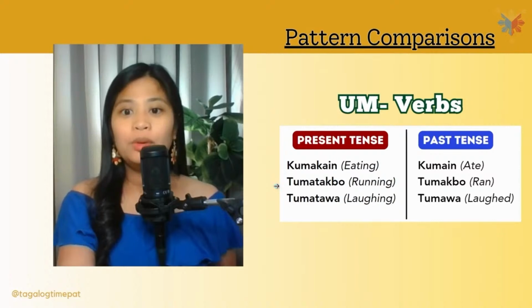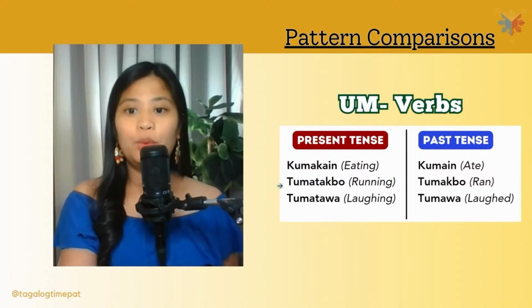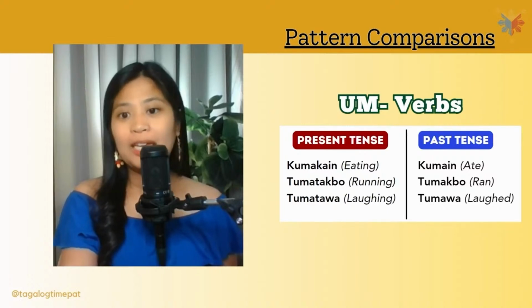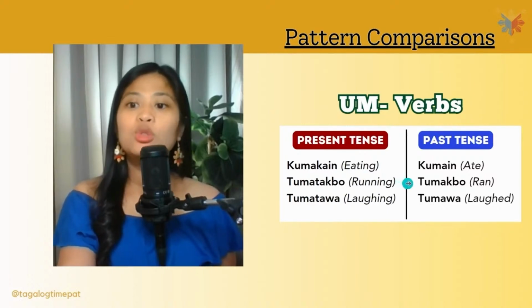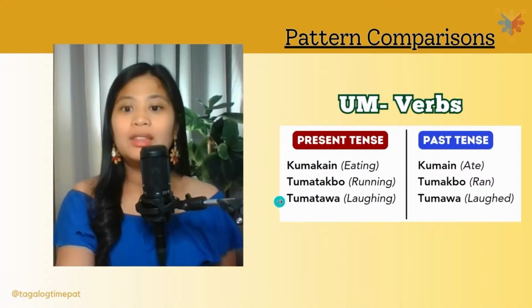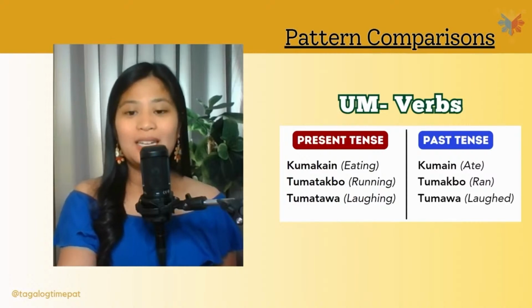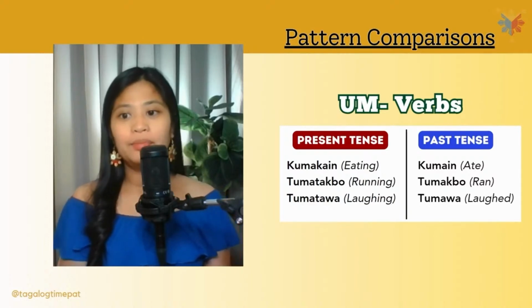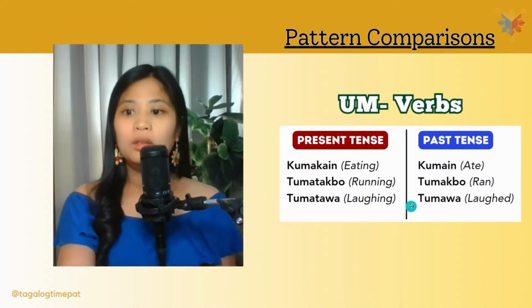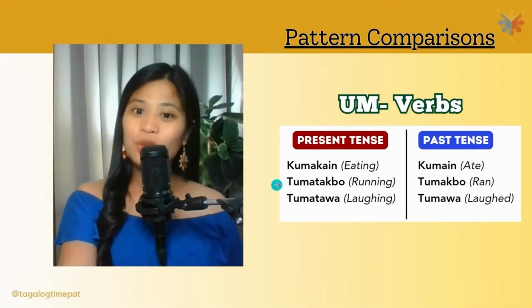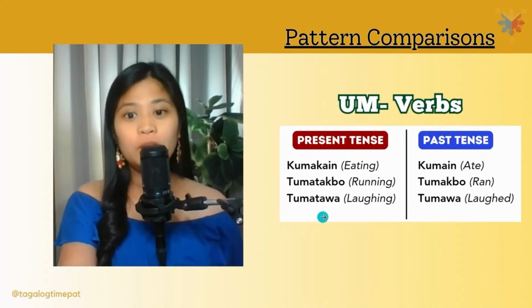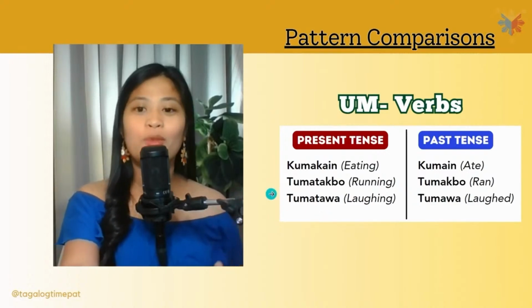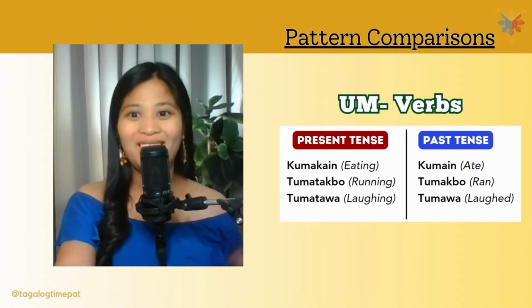For the word takbo, in the present tense, it's tumatakbo. That means running. Tumatakbo siya. He is running. In the past tense, it's tumakbo. He ran. Then for the word tawa, which means to laugh, in the present tense, it's tumatawa. Tumatawa sila. They are laughing. In the past tense, it's tumawa. Tumawa sila. They laughed. Again, if you need to review the present tense conjugation patterns for verbs, be sure to watch lesson 3 because I go over all of that and there are practice questions as well.